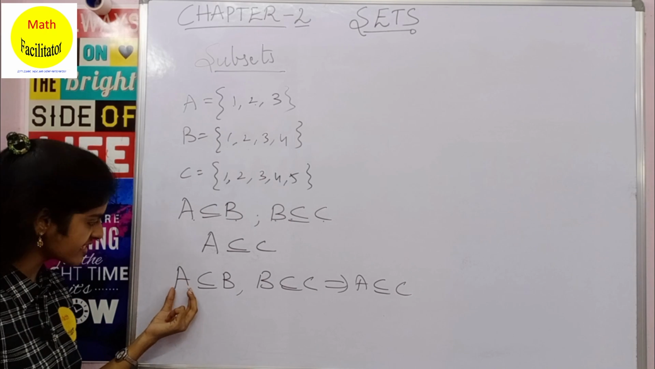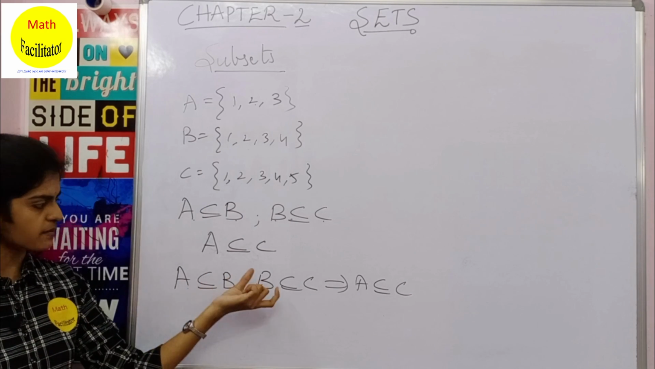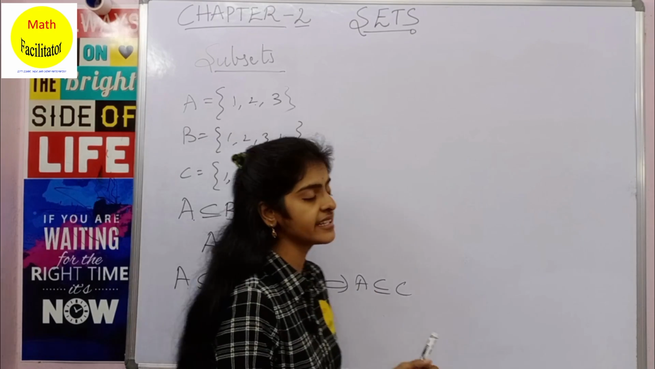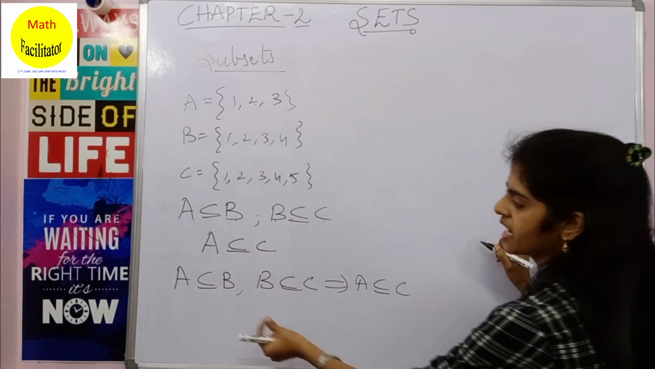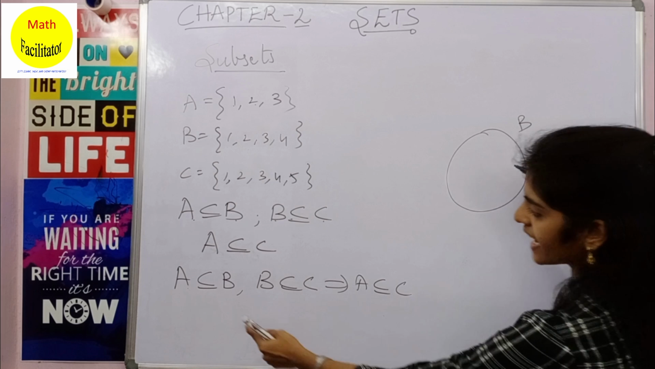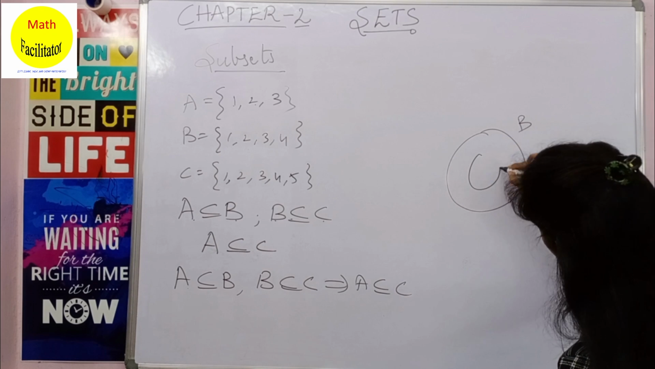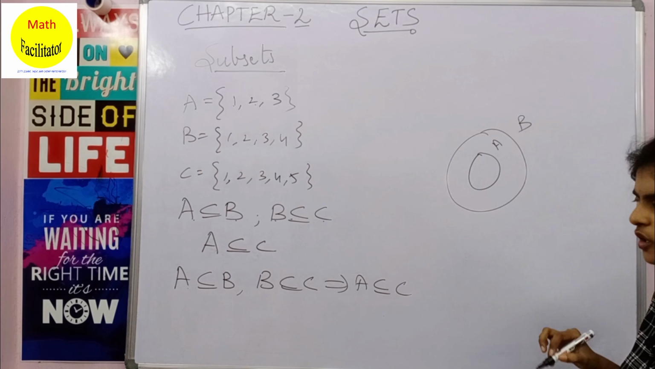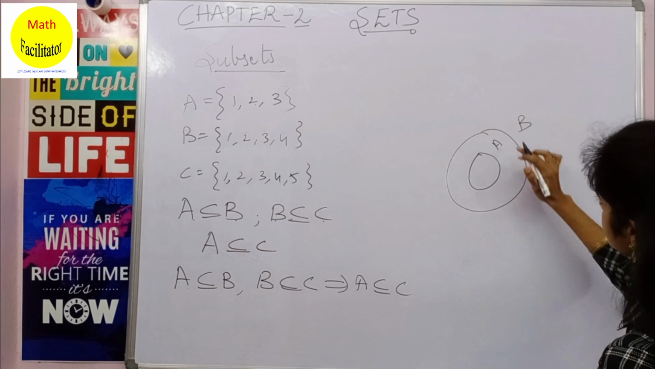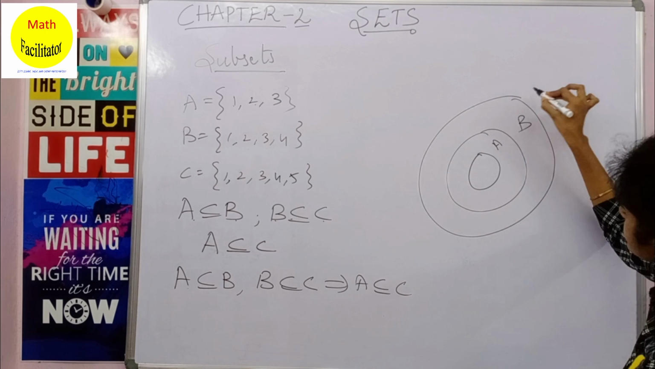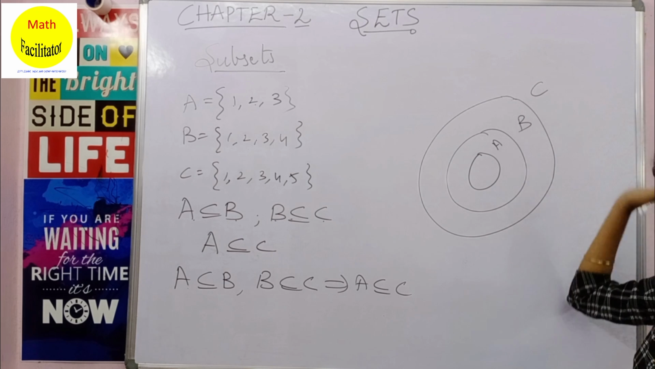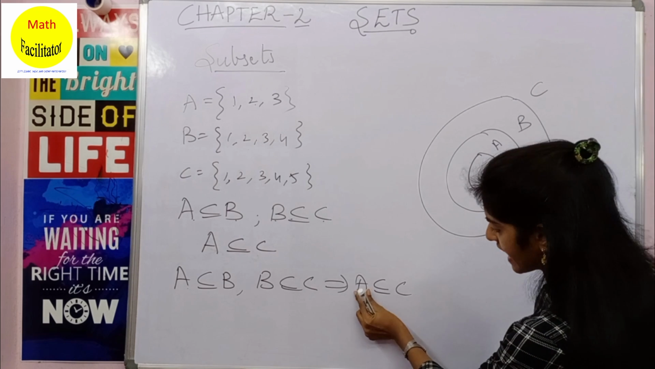So if A is a subset of B and this B is a subset of C, then this A is also a subset of C. Now let me represent it in diagrammatic form so that it will be easy for you. A is a subset of B, that means if you have a set B, A is within B, inside B. Now you are saying B is a subset of C, that means if this is set C, B should be within C. Now you can conclude that A is a subset of C.